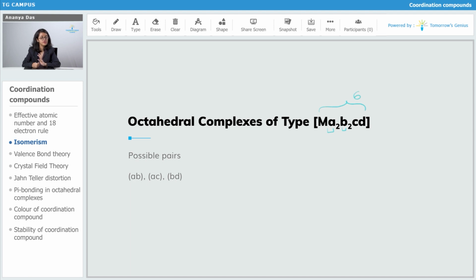So again we determine the possible pairs for this complex. This is the first pair. In this, A is trans to B, A is trans to C, and B is trans to D. Now none of the trans pairs are getting repeated, and none of the same ligands are trans to each other. So this is an optically active pair.